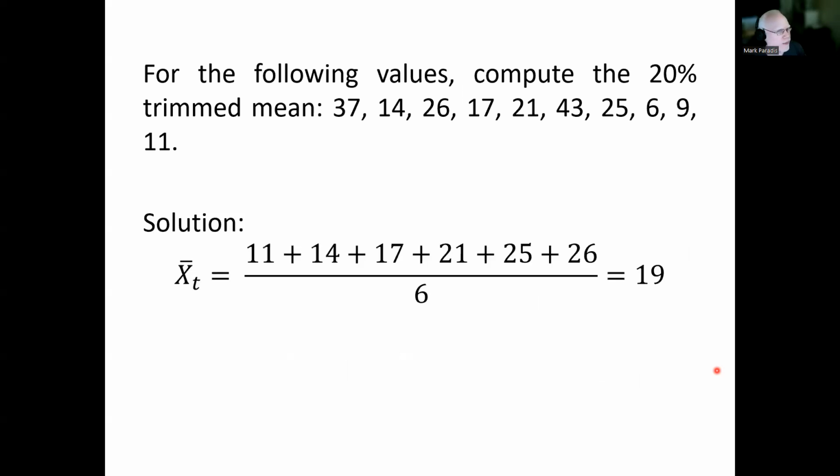So in this particular case, 20% of 10 is 2. So it'd be getting rid of the 2 smallest and the 2 largest. The 2 smallest were 6 and 9. We already had them in order from before. And then 37 and 43 are the 2 largest. So we get rid of those. There are 6 remaining. So the 20% trim mean is getting rid of the highest 20% and the lowest 20%, and then we calculate the average or the mean based off the remaining 60%. So we've got 60% of the data still left. And so the 20% trim mean is 19.